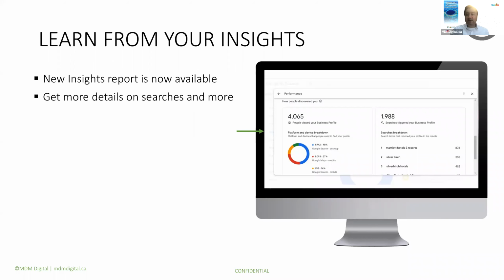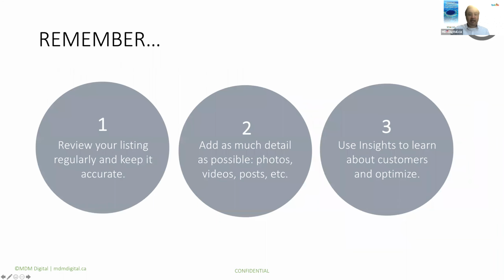So to finish up and to give a chance for questions, we want to remember three things. One, make sure that you always review your listing, update it on a regular basis, and keep it accurate. If it's seasonal, make sure that you update content based on seasons, as an example. The other one is, provide as much detail as possible. Include photos, videos, posts. The more you have, the more likely it is that someone's going to click through and visit your website, or just call you directly from the listing. And it's more likely that they will book or lead to a sale.